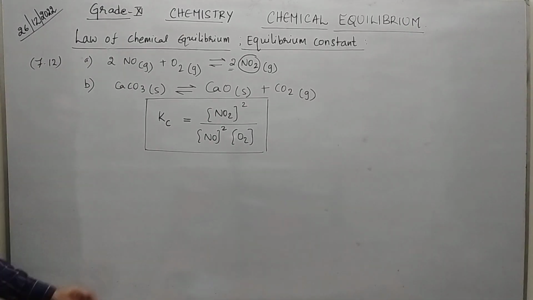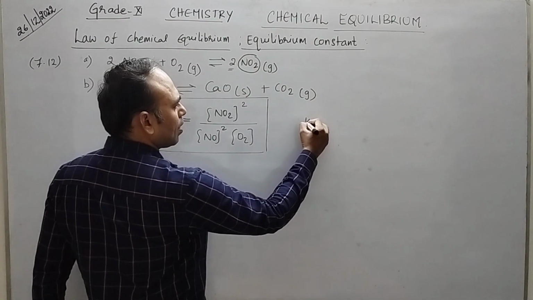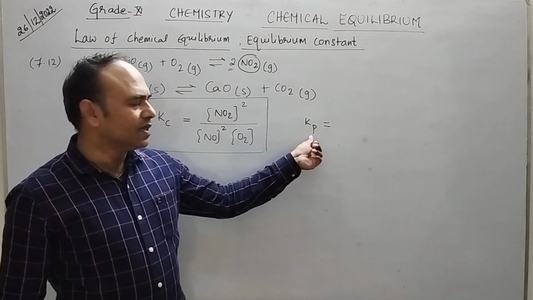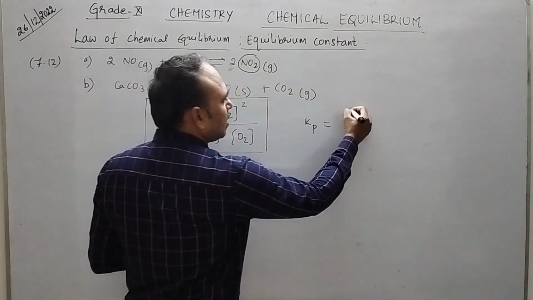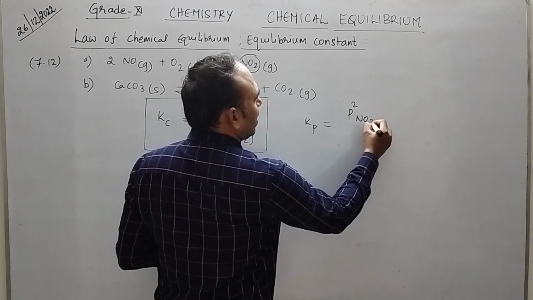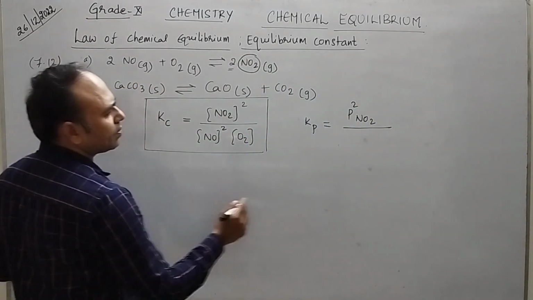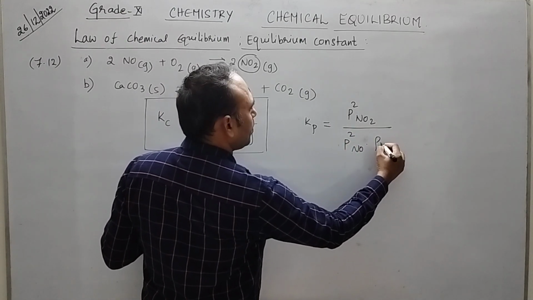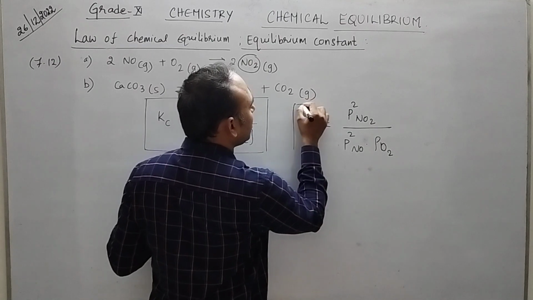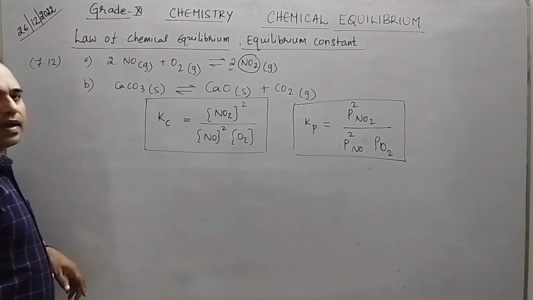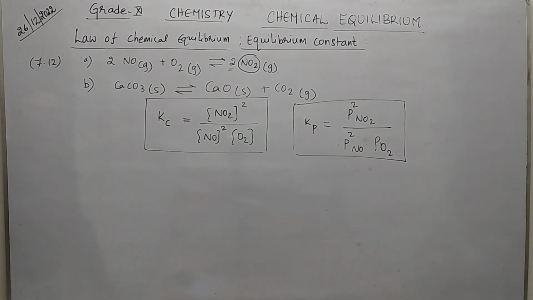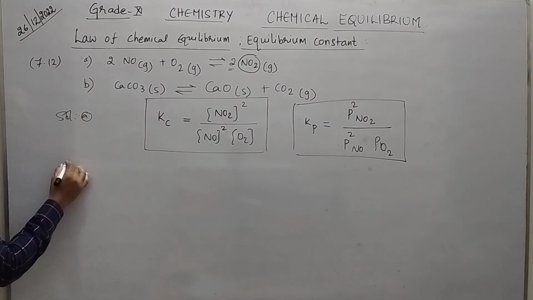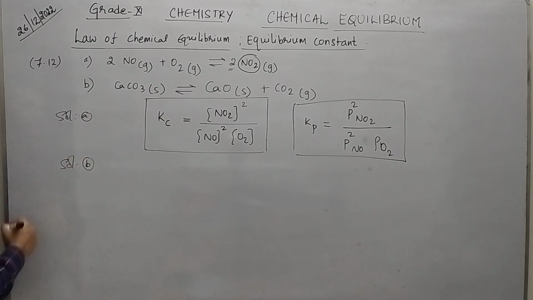Very simple. Now if you write what is Kp, because they are in the gaseous state, we can write the equilibrium constant in terms of partial pressure, nothing but P square NO2 by P square NO into PO2. So this is your expression for Kp. They are asking only the expression, we are not taking any unit here. Now this is the solution for A we have written. Now if you write the solution for B, very simple.